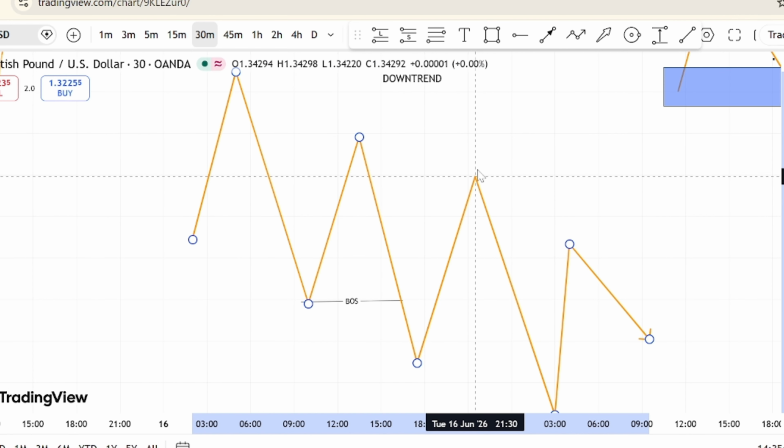Now when I come to my trade, I first of all identify the market structure, and as we can all see, this is a downtrend because it broke structure to the downside, broke structure to the downside, did the same, it came here, it kind of went back, and then it went down, as you can all see.